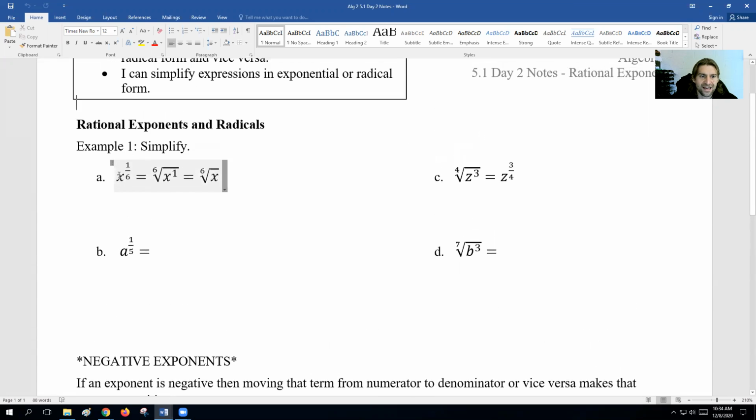So if we have x to the 1/6 power, normally you just have x cubed or x to the 5th or x to the 6th. But if we have a fraction here, we can see that x to the 1/6 power is really the sixth root of x to the first, also known as just the sixth root of x.